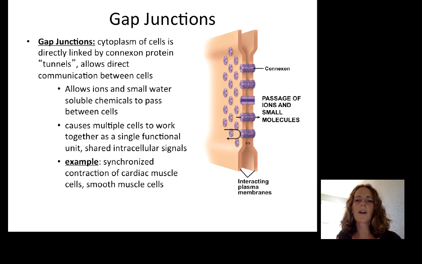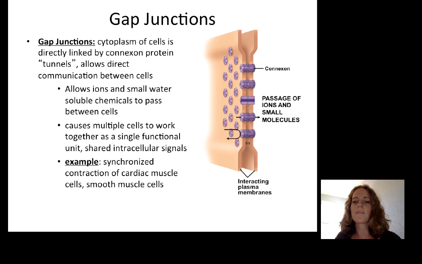A little more specific on gap junctions, where the cytoplasm of the cells is directly linked by something called a connexon protein. So that's this protein here that's drawn in purple. And it allows ions and small water-soluble molecules to pass between the cells. Why water-soluble specific here? Well, because the lipids could pass anyway, right? So go back to your cell membrane transport lecture. Lipids would be able to get in and out of cell membranes freely.